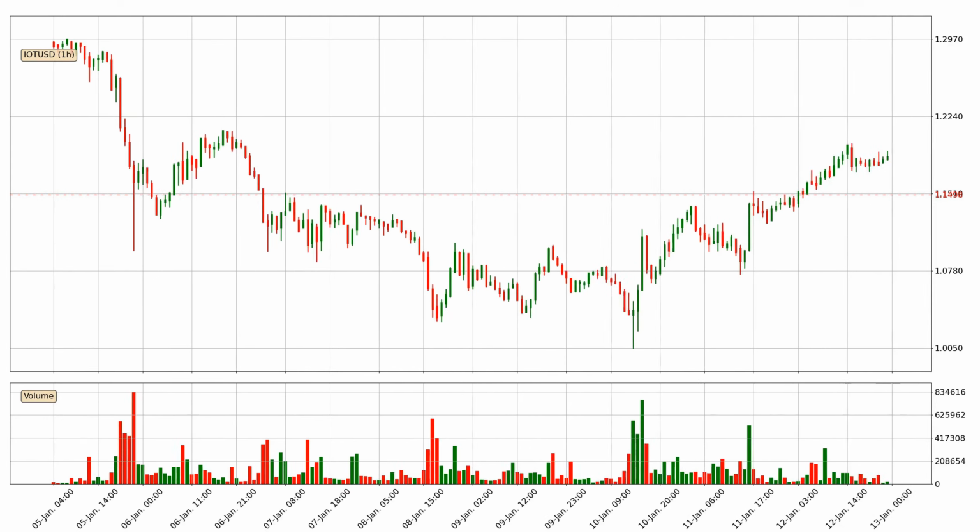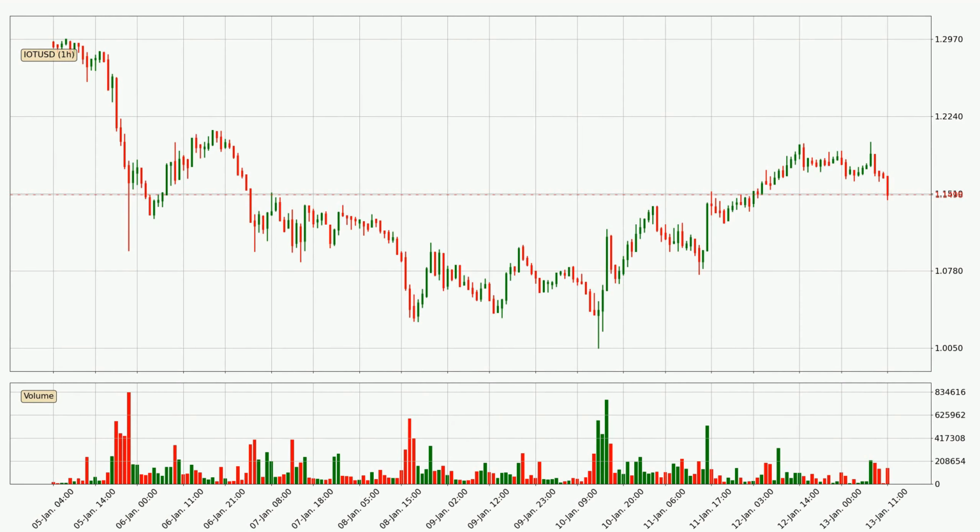Let's get straight to it. Today, find out how the price of IOTA has changed and what the technical indicators SMA, EMA, divergence and MACD show. If you are unfamiliar with the indicators, check out the explanation videos below.